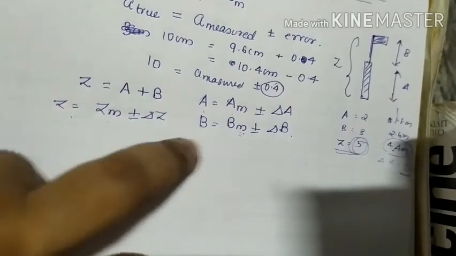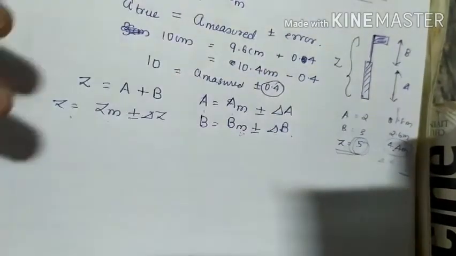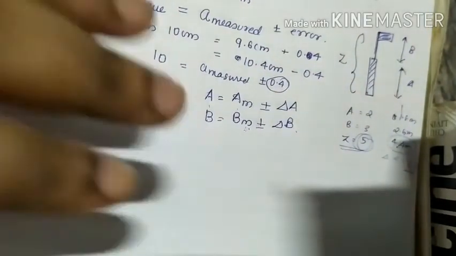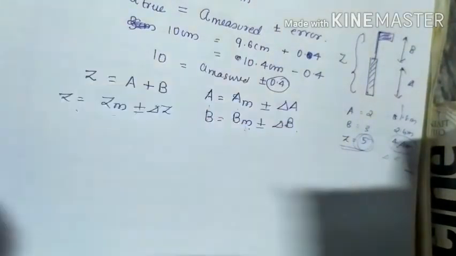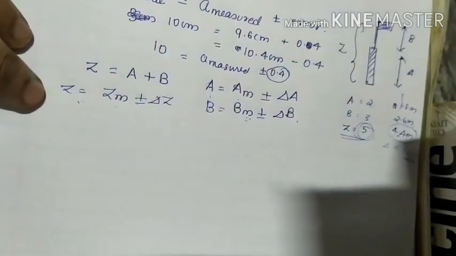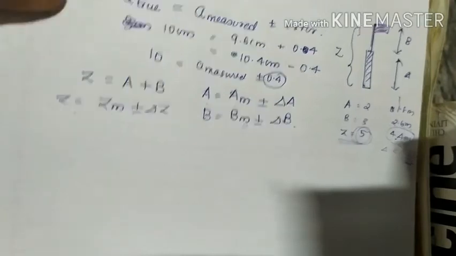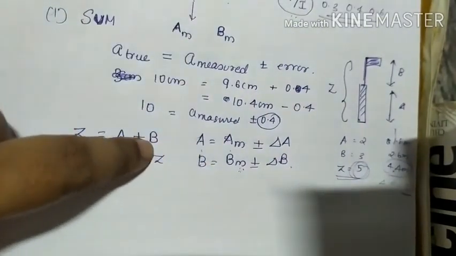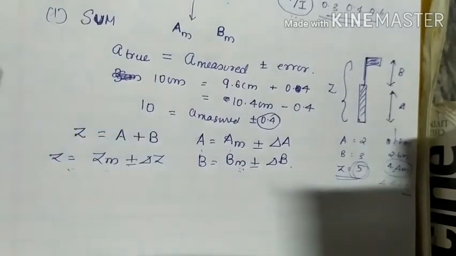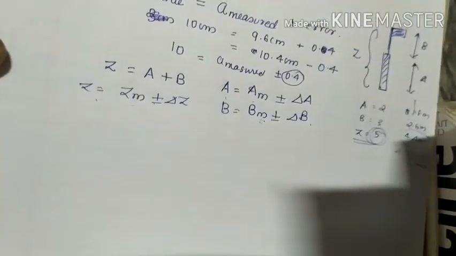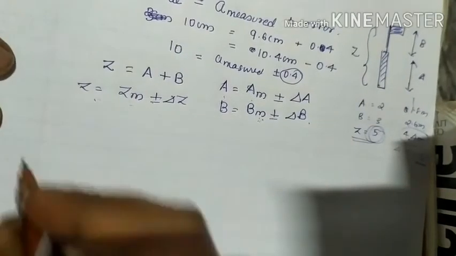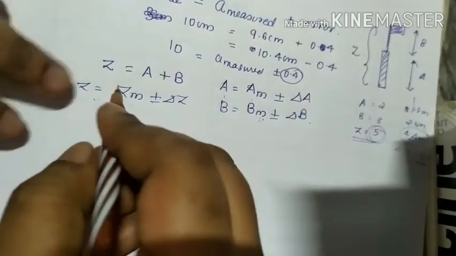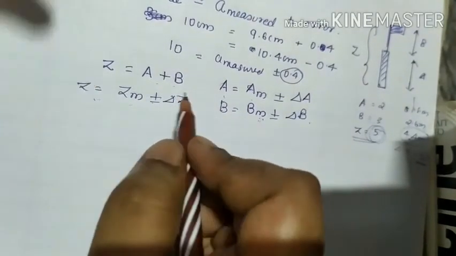Clear? So you have 3 terms written. Every term can be written in this form: true value is equal to measured value plus or minus its error. This much clear? Now what is the problem we want to solve? If there are 2 terms, what happens to the error when they are added? So I'm going to add them. Z is equal to A plus B, right?